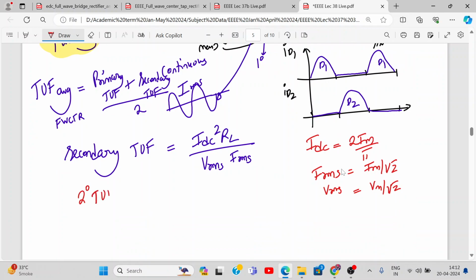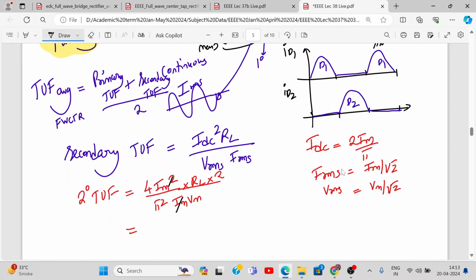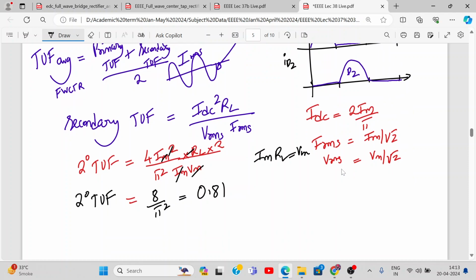So secondary TUF will be, this will become 4 Im square by pi square into RL divided by Im Vm into 2. Root 2 times root 2 is 2. So if you solve this further, this Im and Im get cancelled. Vm into RL is Vm only, so this also gets cancelled. You get 8 upon pi square. We just now calculated 8 upon pi square. How much is this? 0.81. So secondary TUF for a full wave center tap rectifier is 0.81. Okay.